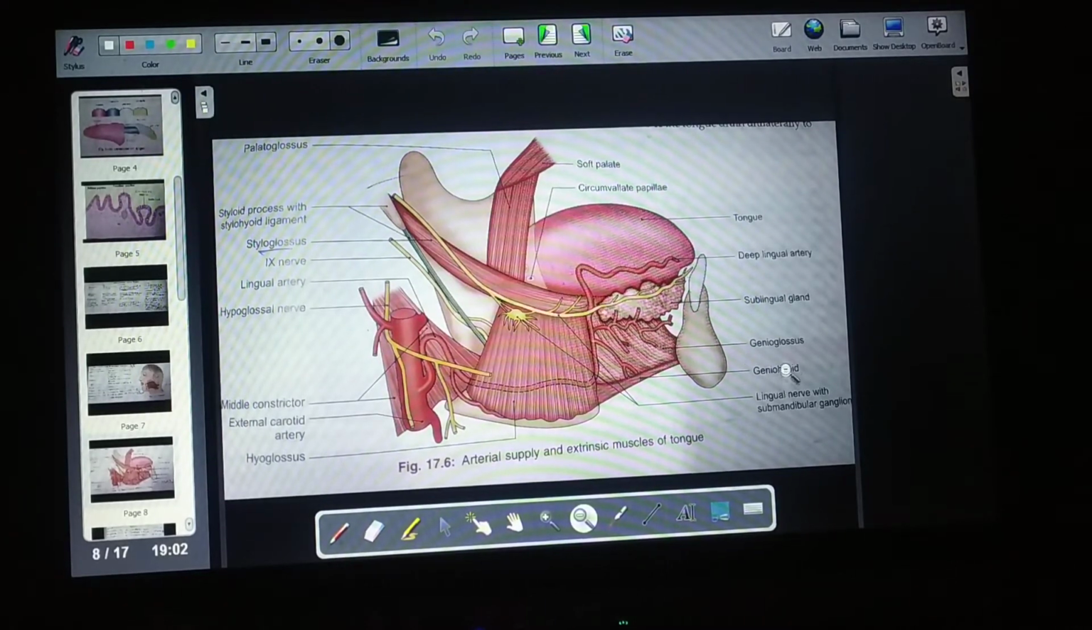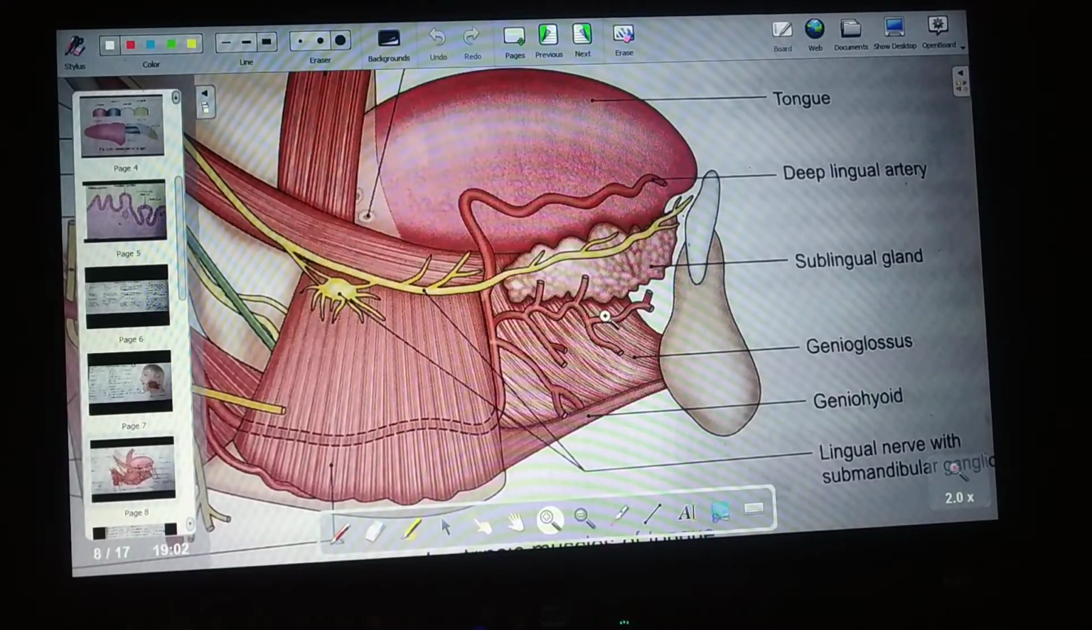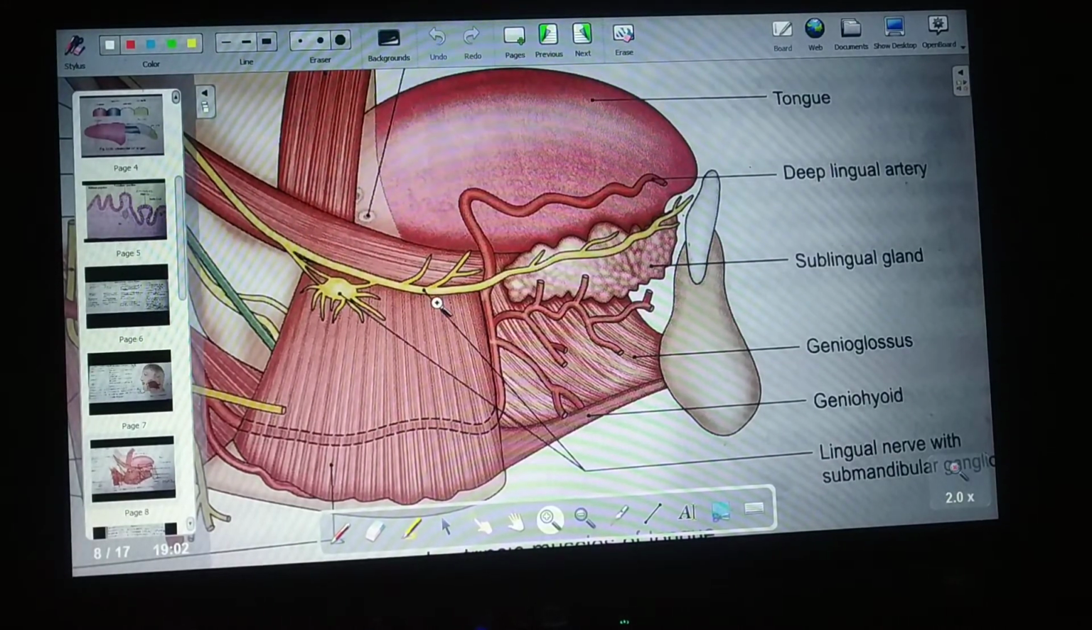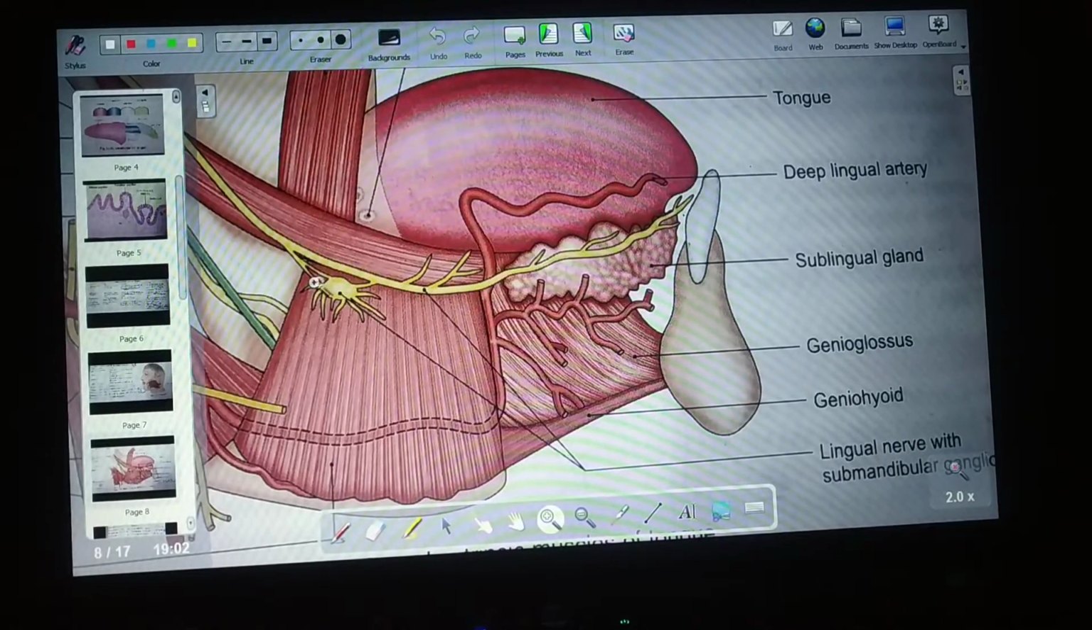Then the genioglossus, the life-saving one. This is the genioglossus muscle. This is the lingual artery which I was talking about. This is the lingual nerve along with the submandibular ganglion present over here.